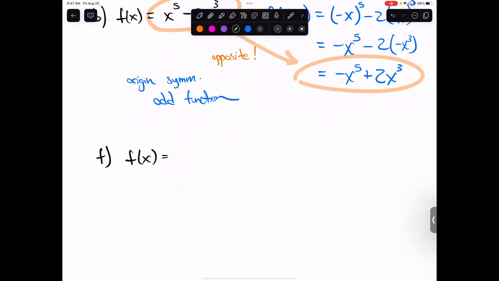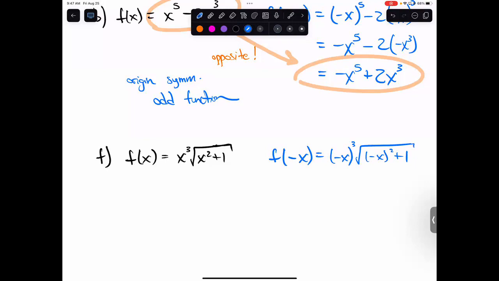F of x is x cubed times the square root of x squared plus 1. So if the only thing I'm looking at is the powers that are in there, what I see is a cube, which is odd, and a square, which is even. And if all I'm doing is basing on that, I'm going to say it's neither, right? Because one's odd and one's even, and those don't mix. But let's actually work it out. I'm going to replace all the x's with its opposite, and then see what happens.